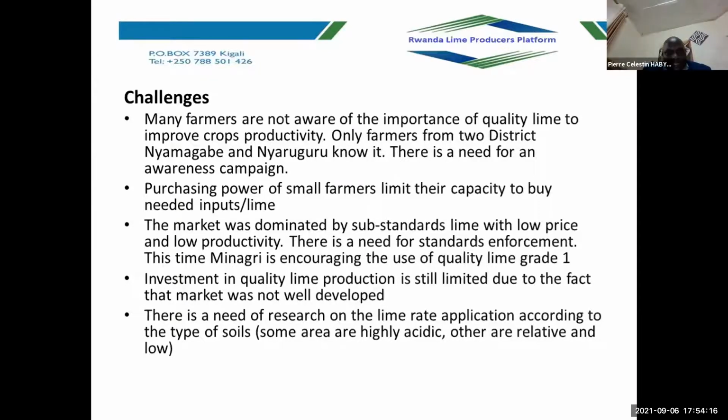Investment in quality lime production is still limited because the market was not well developed, but with this perspective, I think the investment will increase. There is also a need for researchers to make appropriate recommendations for application rates, because in Rwanda we say an average of about 1 metric ton to 2.5 metric tons, but we have different types of soil. So there is a need to do soil testing and make recommendations accordingly. Thank you.